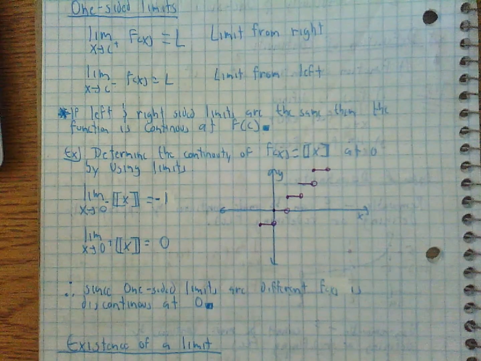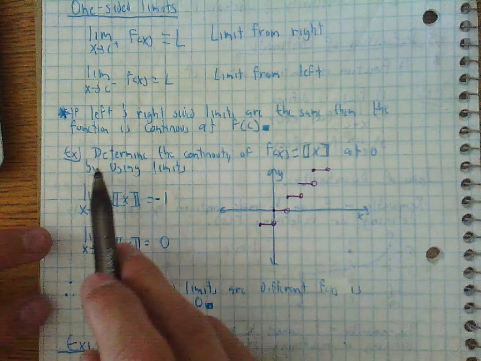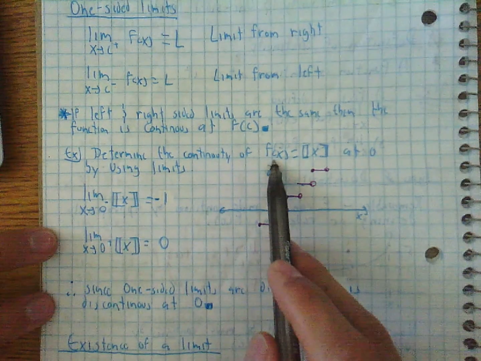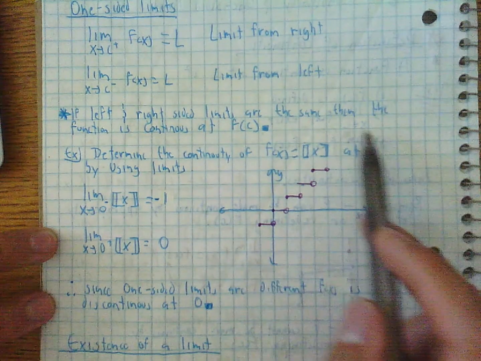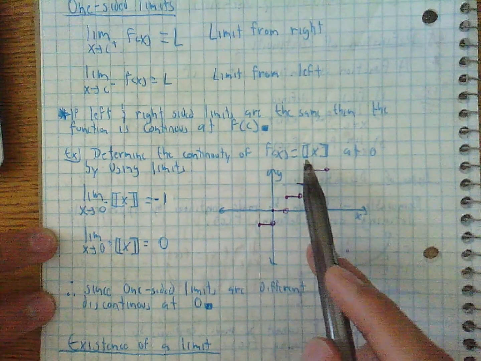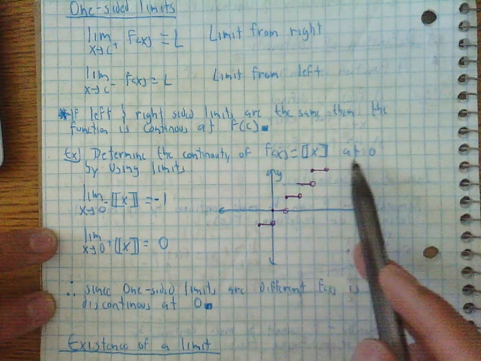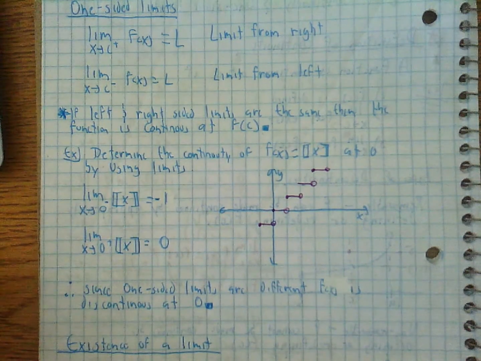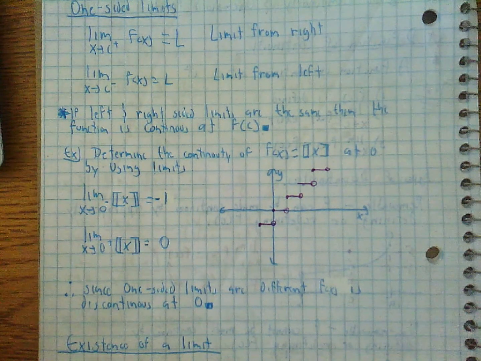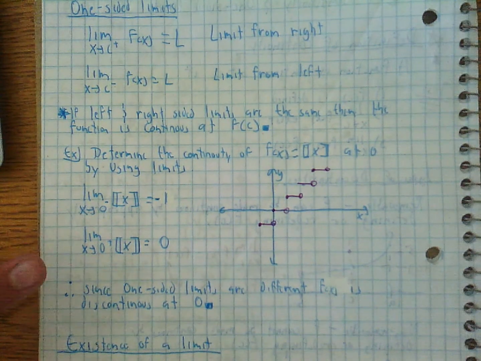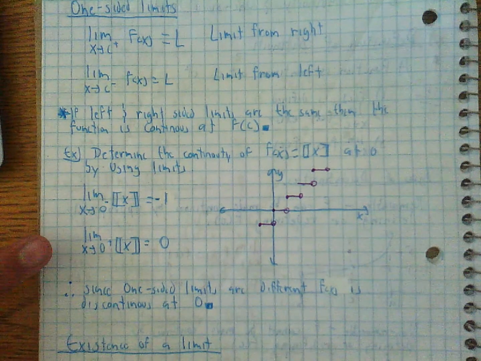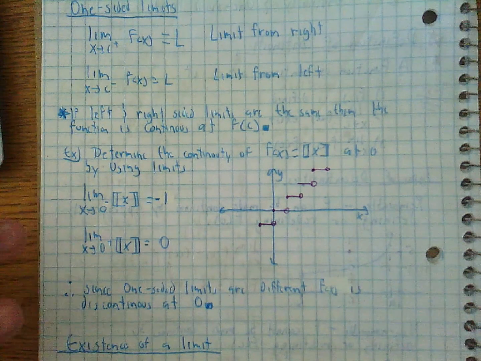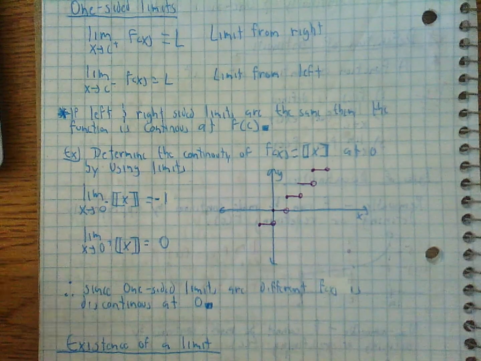Okay, let's go ahead and try an example. Determine the continuity of the step function, or the greatest integer function. Hope you remember this. That's a double bar with an x at 0 by using limits. Okay, so in order for us to determine continuity, there are 3 requirements. Number 1, the limit has to exist. Number 2, f of c has to exist. And number 3, the limit and f of c have to be exactly the same.